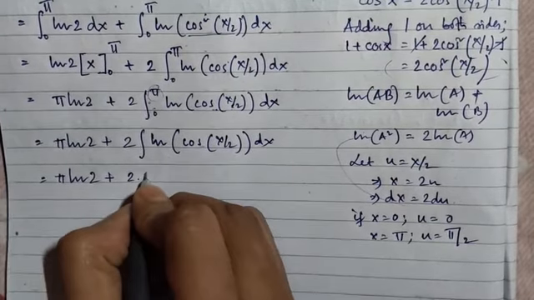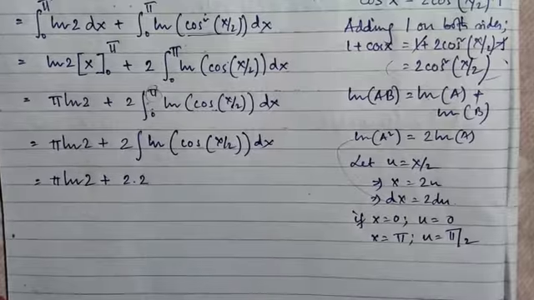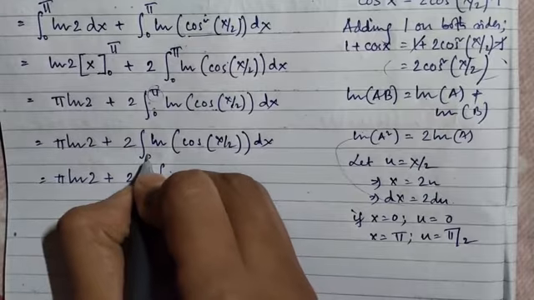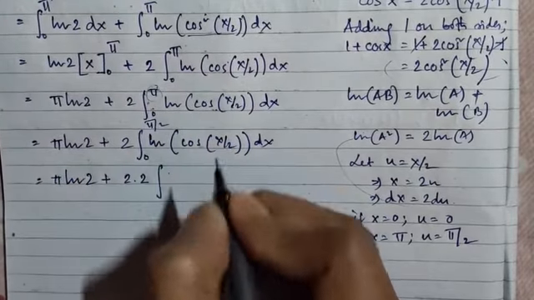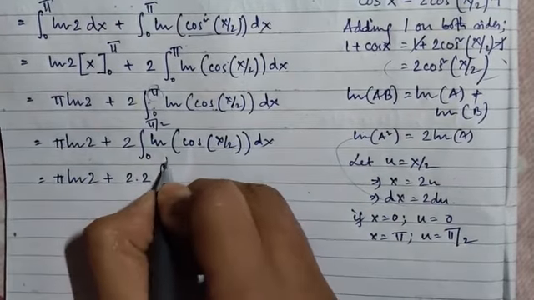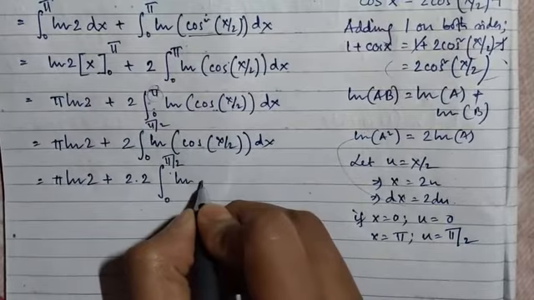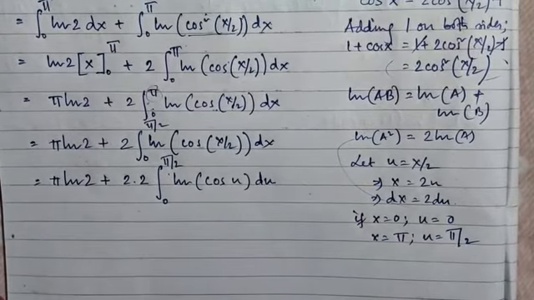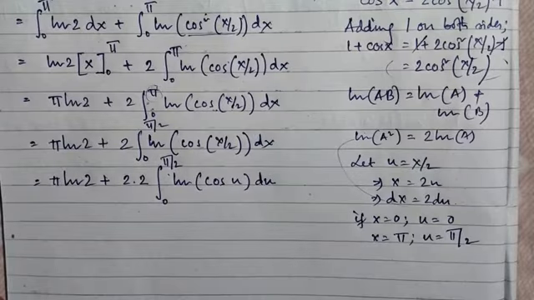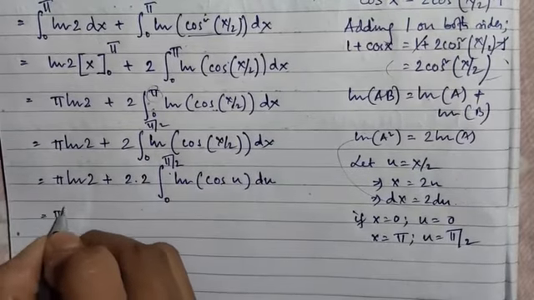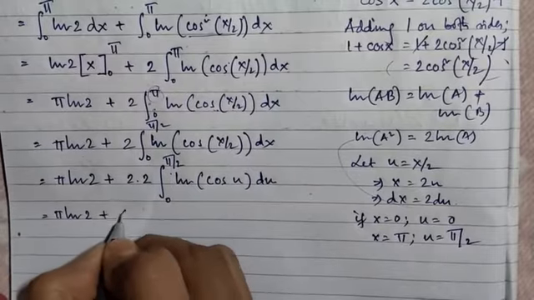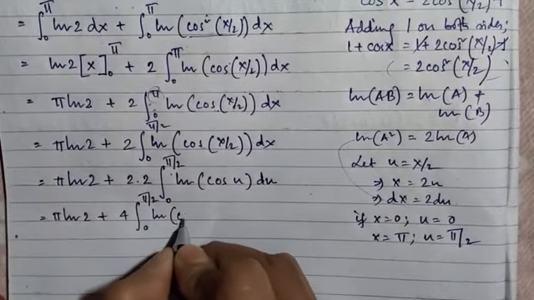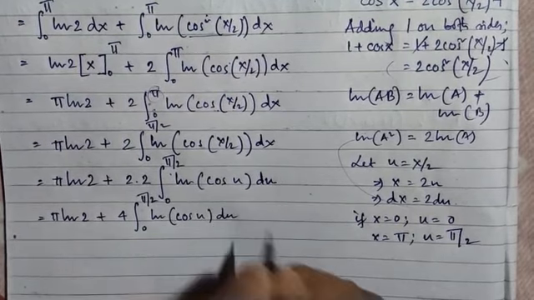So the 2 comes over here, since this is the constant term, and from here the limits are 0 to pi by 2. Let's write this. From here, what we can write, 0 to pi by 2 ln cos u du. So this is the term that becomes, okay. So what we can write, pi ln 2 plus 4 into 0 to pi by 2 ln cos u du.